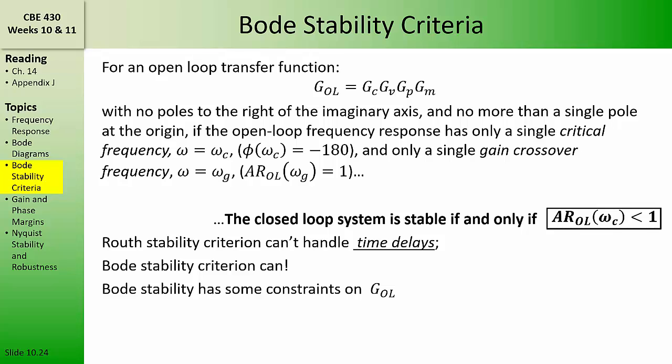This method of determining the stability requires that we evaluate the frequency response of the open loop transfer function, but it is superior to the Routh stability criterion that we established earlier because the Routh stability criterion only works when our characteristic equation can be written as a polynomial, and therefore it cannot handle time delays in the characteristic equation exactly. It can only handle them by approximation. The Bode stability criterion, however, can handle time delays because we can explicitly handle the frequency response of time delays. The Bode stability criterion, however, still has some constraints on the open loop transfer function.